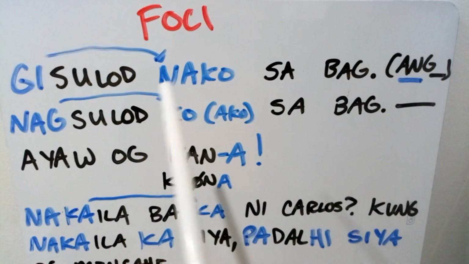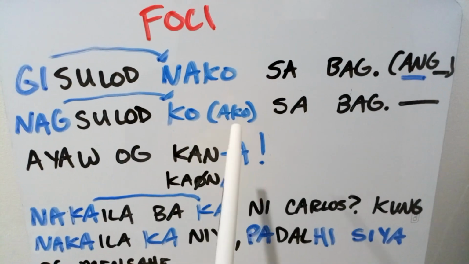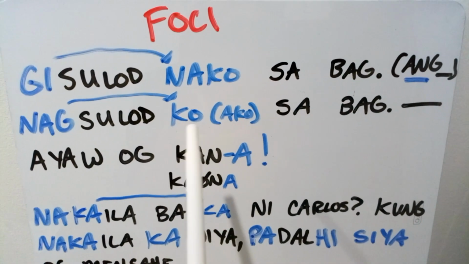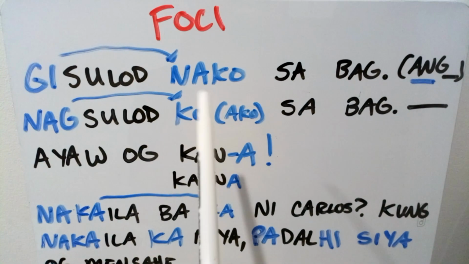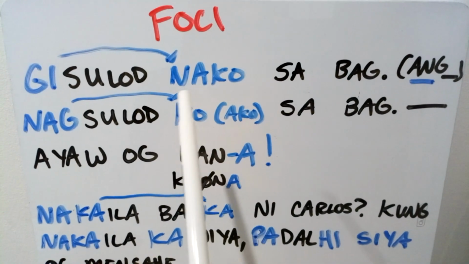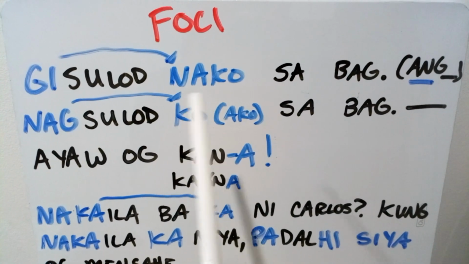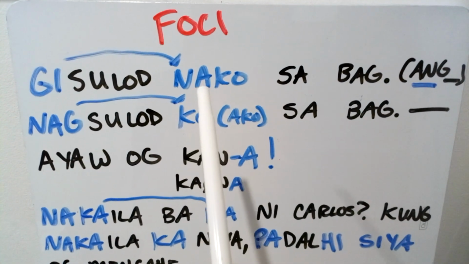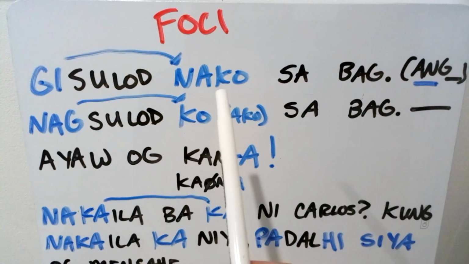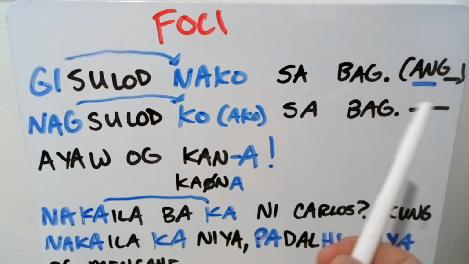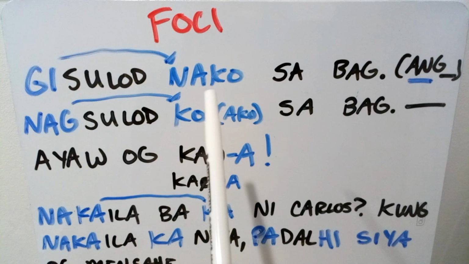Gisulod na ko sa bag. Notice the difference, because ako right here is in the absolutive case, so we already know we are the ones being talked about. But here, nako is not in the absolutive case. It's an ergative pronoun, and since it's an ergative pronoun, it's a non-focus. And since it's a non-focus, something else was more important. Meaning, by default, the object was more important, not me.